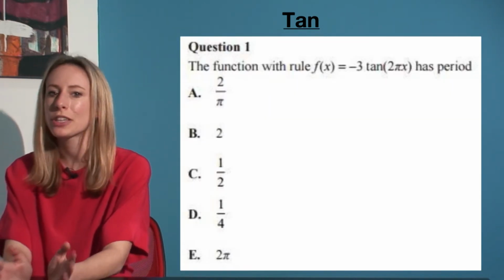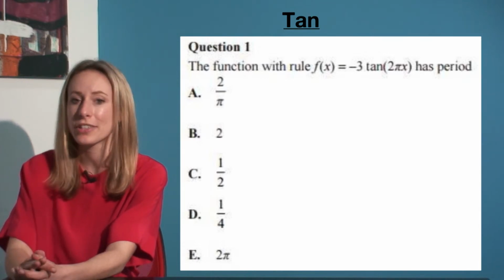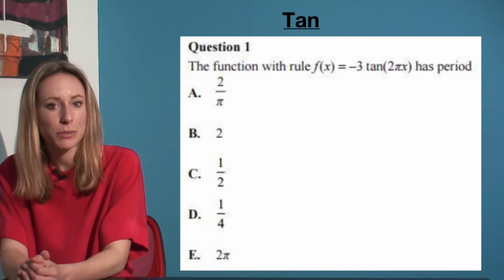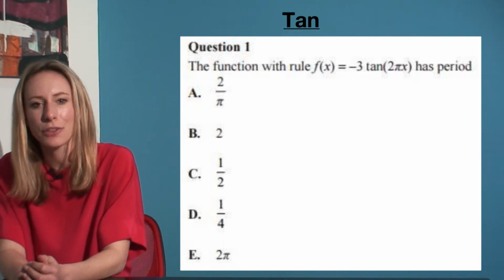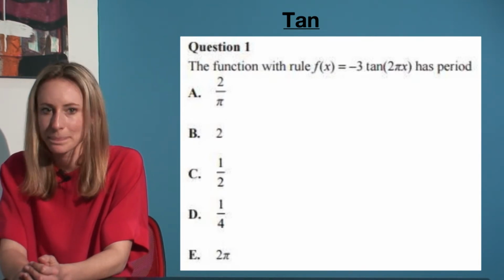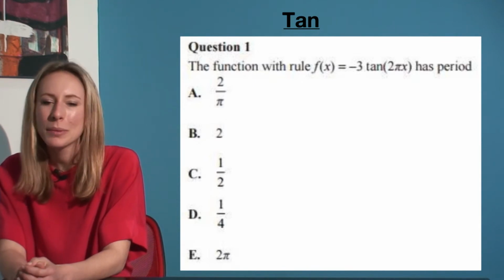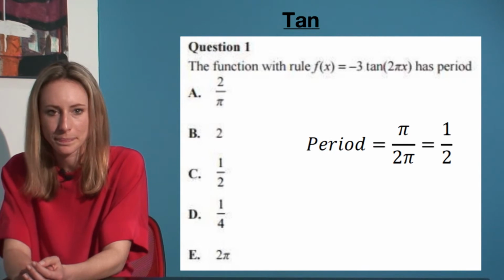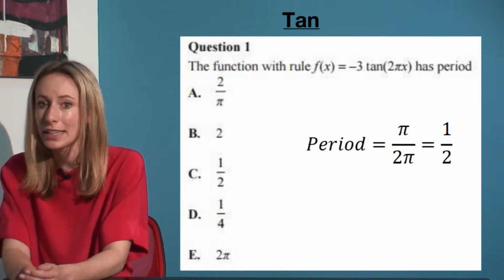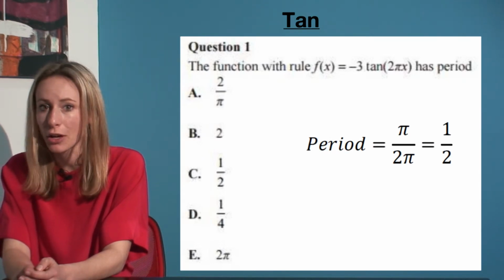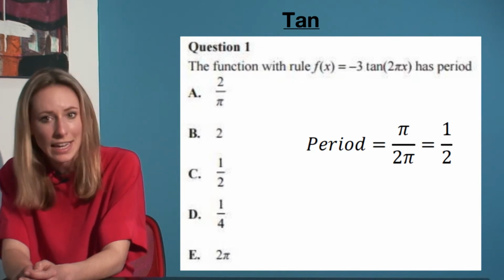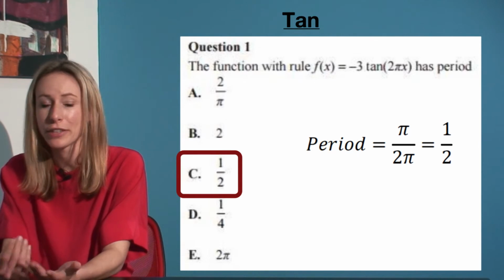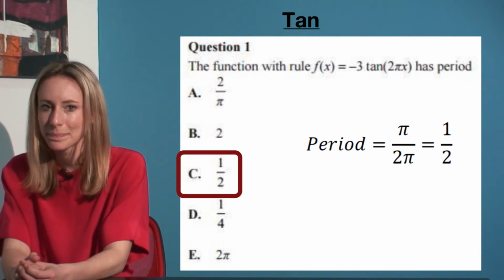So let's take a look at the first multiple choice question from the 2013 exam 2. It asks us to find the period of a function with the rule f of x equals negative 3 tan 2 pi x. Remember, our formula for calculating the tan period is slightly different to when we calculated sine and cos. Here, to calculate the period, we divide pi by the coefficient in front of x inside the tan brackets, which in this case is 2 pi. This gives us a period of a half, so the answer is C.